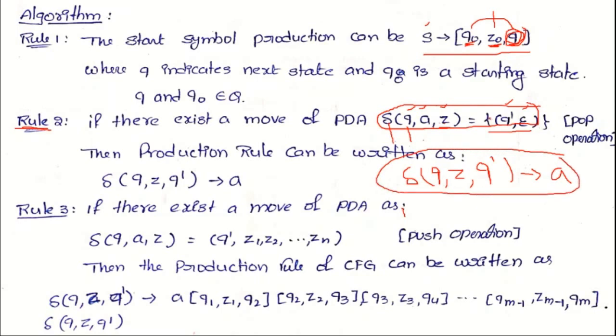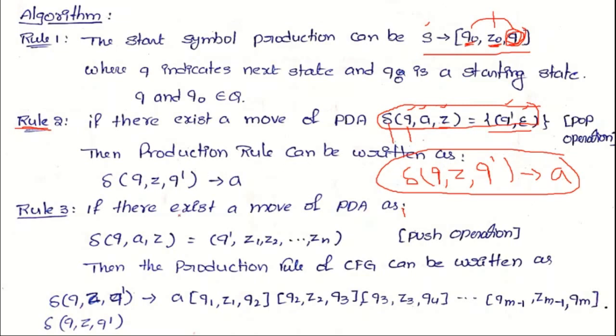In case the transition is in the form of delta of q comma a comma z equals q dash comma epsilon, then it can be converted into a production rule with the current state q, the current top of the stack z, and the next state q dash, which derives whatever the input. So this is the production rule for the pop operation. So this is rule 2.